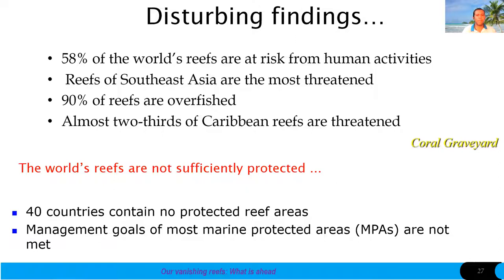Like in Sri Lanka, we have a few protected areas, but we are not very satisfied with the type of protection that they are giving to the coral reefs. So, for example, in the Pigeon Island, other than issuing a ticket, I don't see anything that the responsible people have done to protect the coral reef, right? So that's so unfortunate.